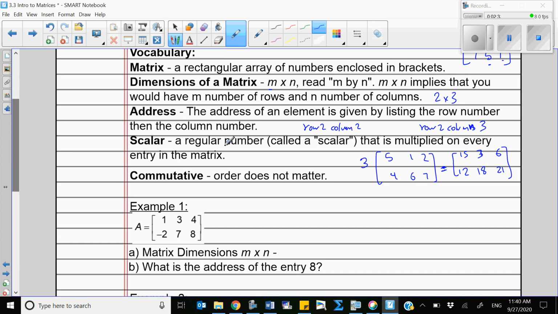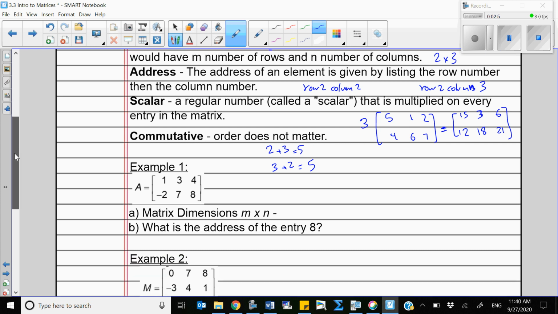Commutative means the order does not matter. For example, if I add 2 plus 3, it's equal to 5. If I add 3 plus 2, again, that's equal to 5. So I can say the addition of numbers is commutative. That means the order does not matter.